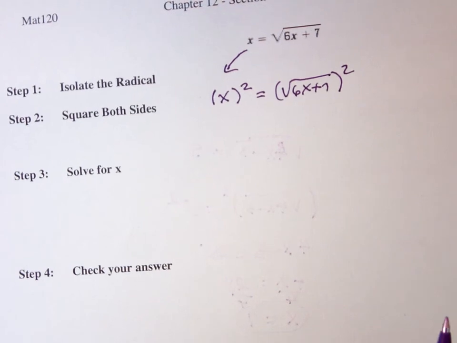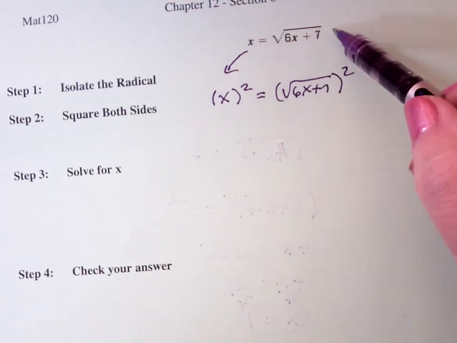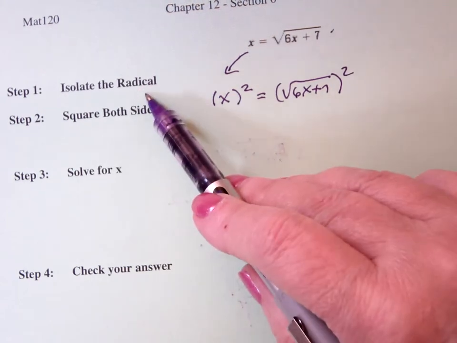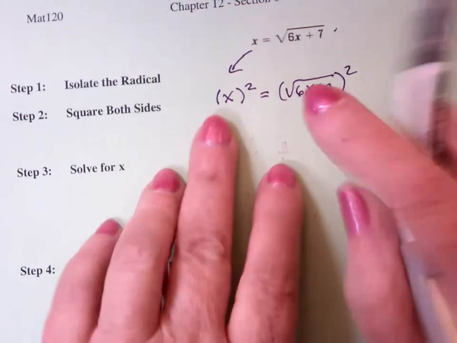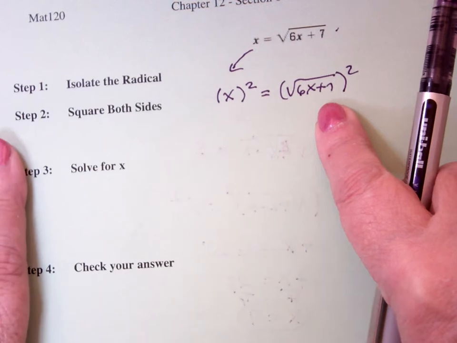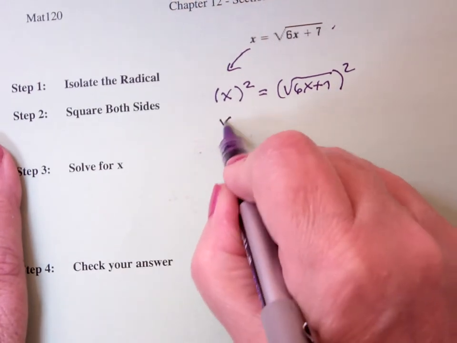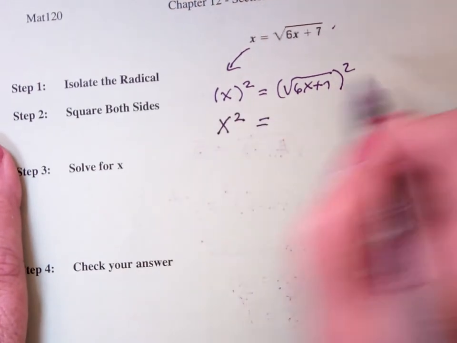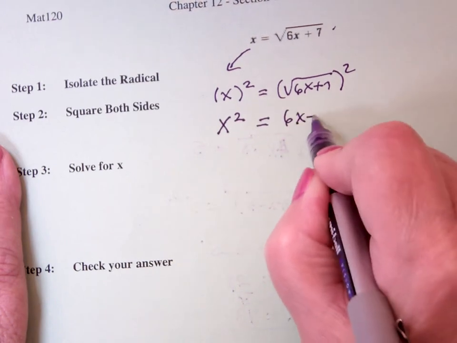So x equals this. It's already isolated. The radical equals x all by itself. Then I can square both sides. So I have x squared here. And if I square the radical, it's just 6x plus 7.